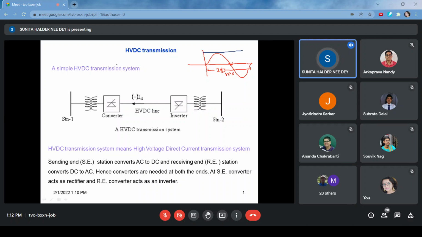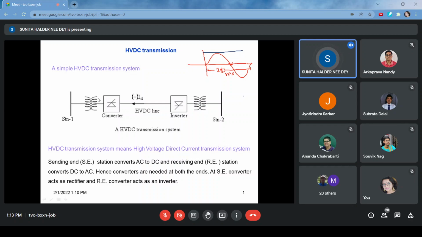Here I have shown station 1 and station 2 because these two may change, as sending end or receiving end. The power may be transferred from station 1 to station 2 or station 2 to station 1. If I assume that power is transferred from station 1 to station 2, then at the sending end there must be a transformer to step up the voltage, because generation is generally at a low level, 11 kV, maximum 20 kV, like that.